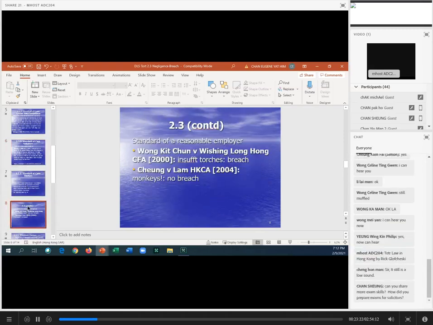Now, with regard to standard of care generally, the standard of a reasonable employer depends on the circumstances at the time, but Wong Kit Chun and Wishing Long Hong, must-know case, must know. Okay. Can I share more skills?